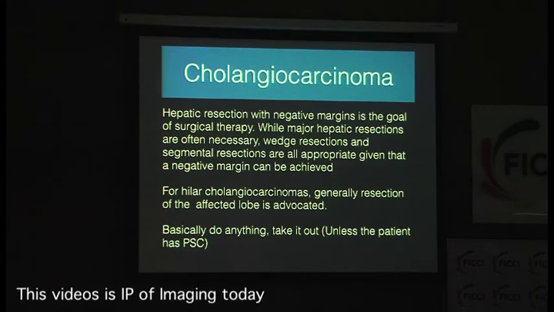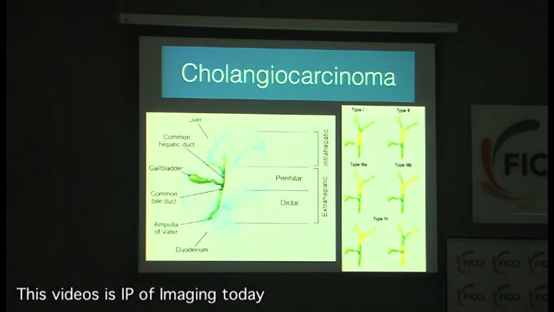So now what do you do if you have a cholangiocarcinoma? You want a hepatic resection with negative margins, right? But you can do wedge resections, segmental resections, which means the non-anatomical resections which I showed you. And for hilar cholangiocarcinomas, you will generally have to take out the lobe of the liver from which the hilar cholangiocarcinoma is coming, right? Okay, so this is cholangiocarcinoma: intrahepatic, perihilar, extrahepatic.